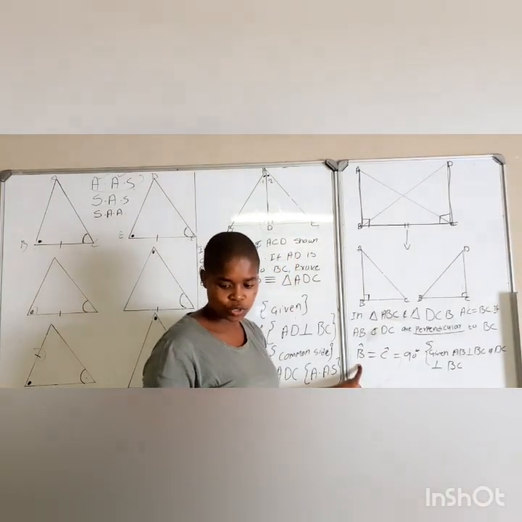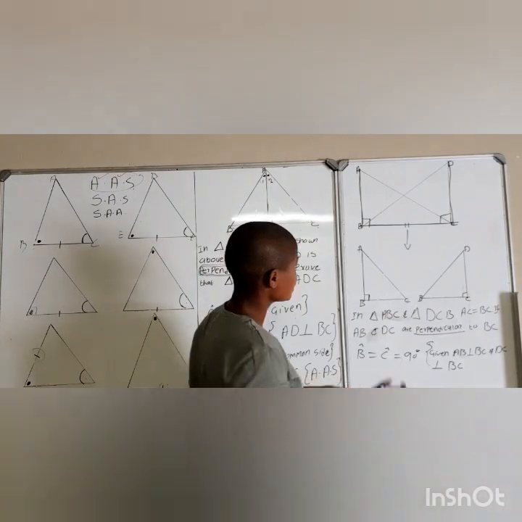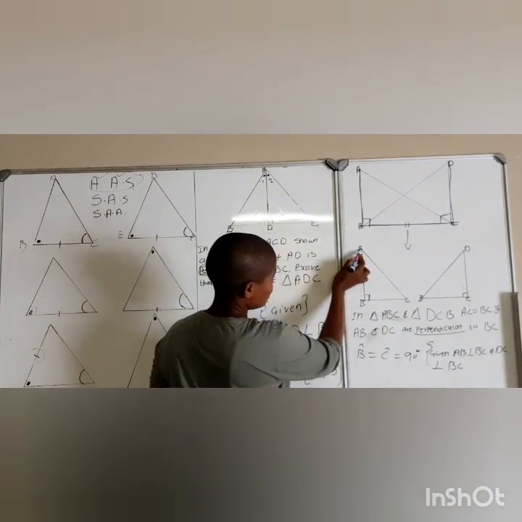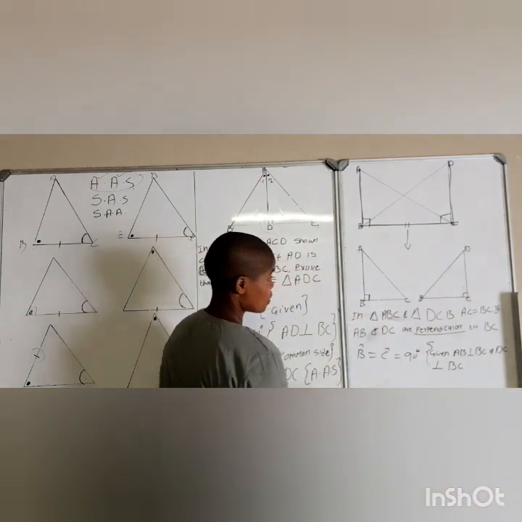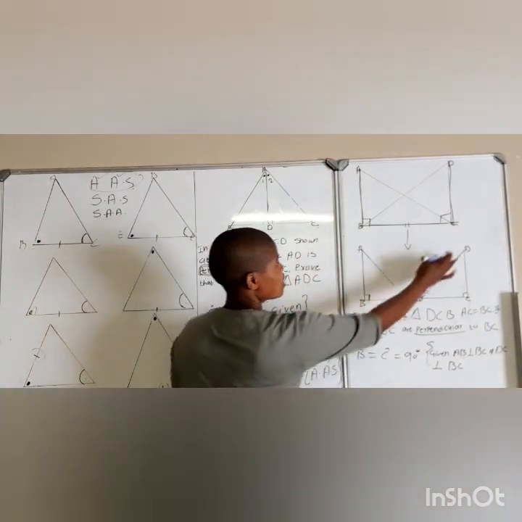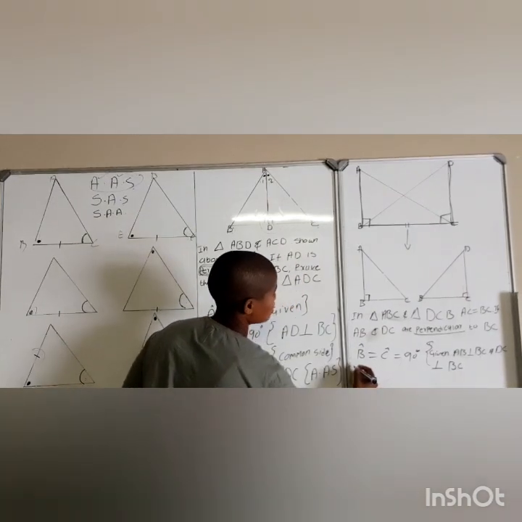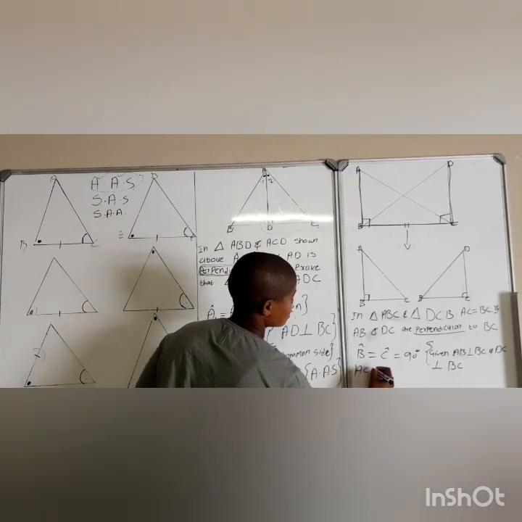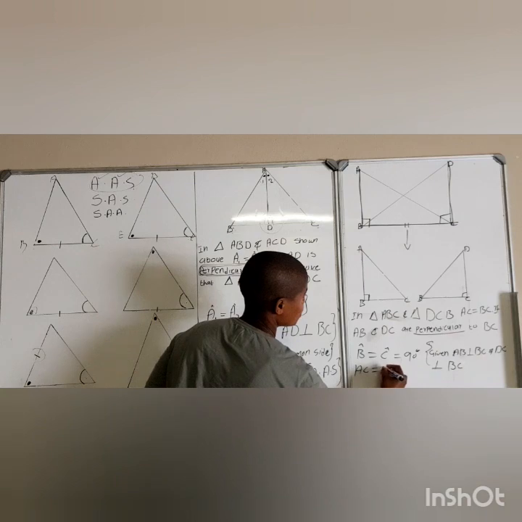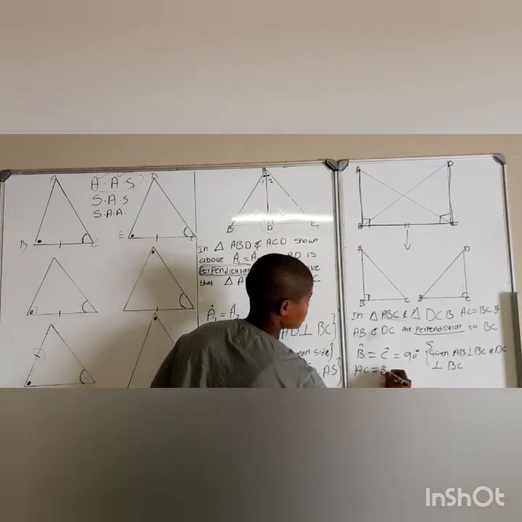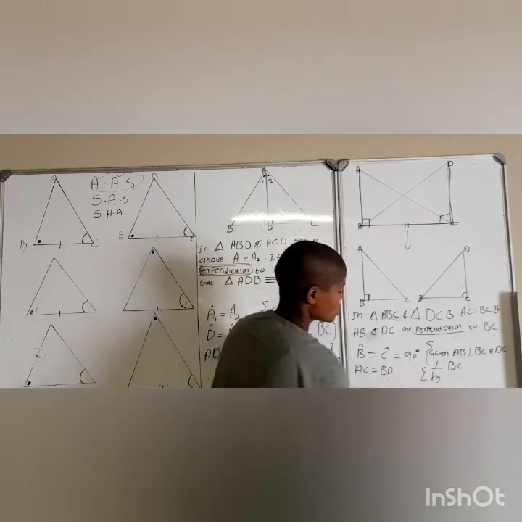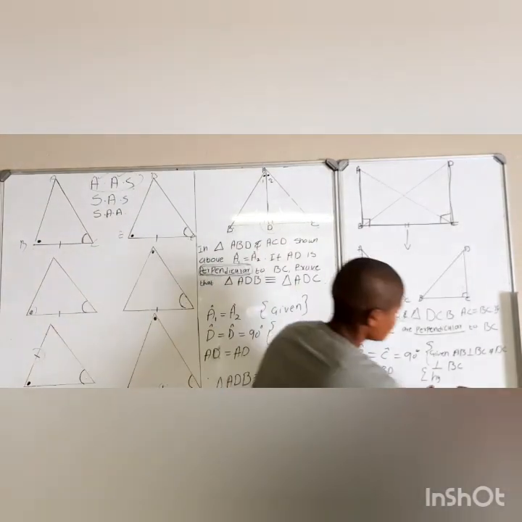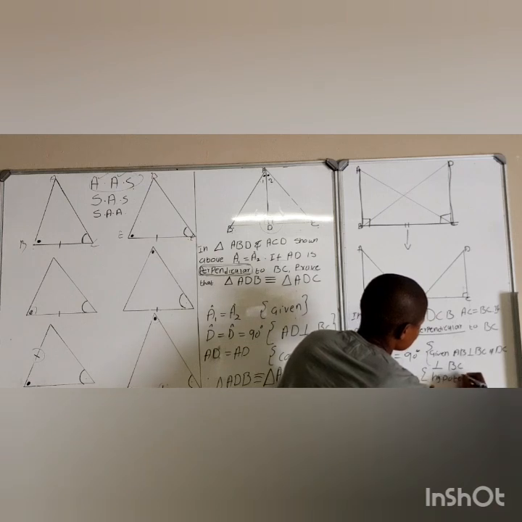And now I'm continuing. I've got two sides. I've got AC and BD. They are equal. Why are they equal? They are both hypotenuse. AC is equal to BD. Why? Hypotenuse side.